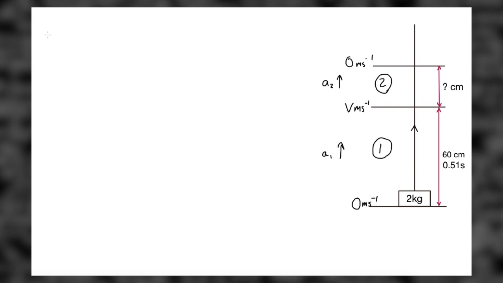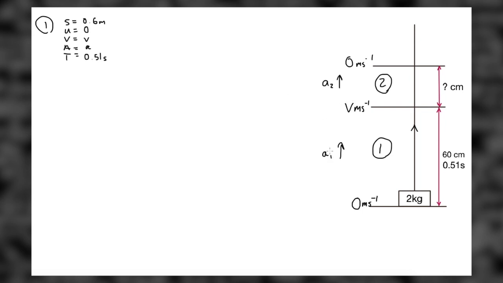So let's look at this first section then. If we write down our SUVAT and decide what we have, we have the distance. The distance is 0.6 meters. We have the initial velocity, which is 0. We have the final velocity, which is v. The acceleration we'll write as a, and the time is 0.51 seconds.